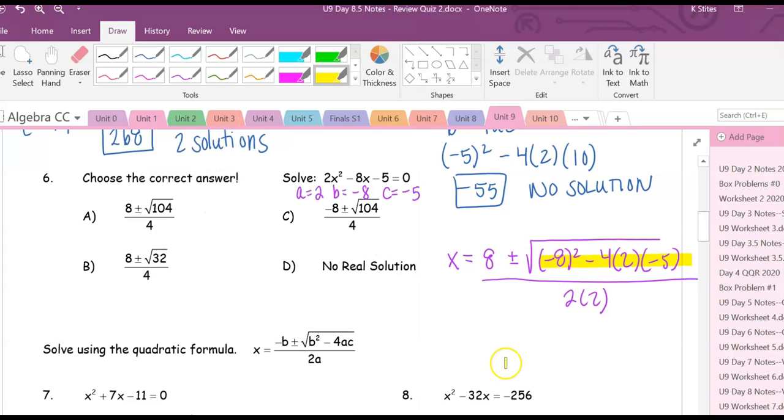All right, so I should have x equals 8 plus or minus the square root of 104, over 2 times 2, which is 4. And now we're just going to find that answer. And I need the 8 to be positive, so be careful. It should be A.